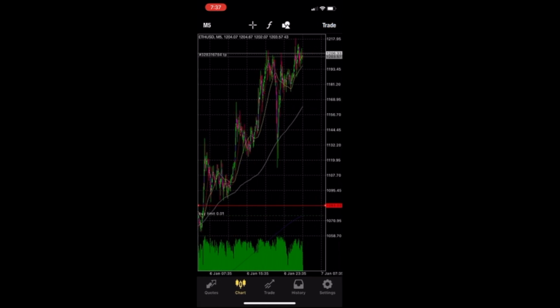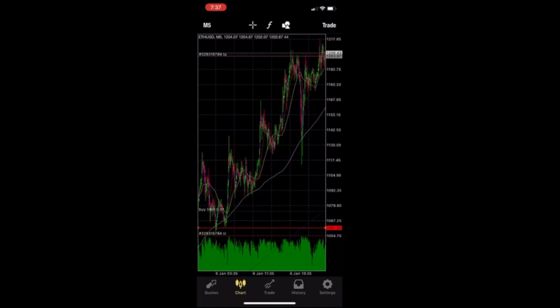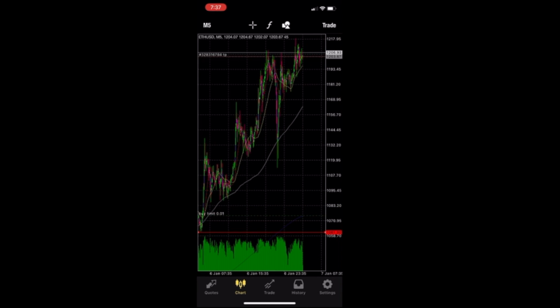You don't have to put in the full $700 or $1,000 that Ethereum is at, and then wait for it to go up another $100, and then you make $100. That's not how MetaTrader 4 works, right?